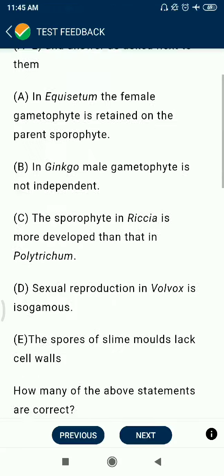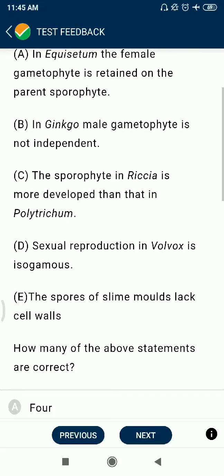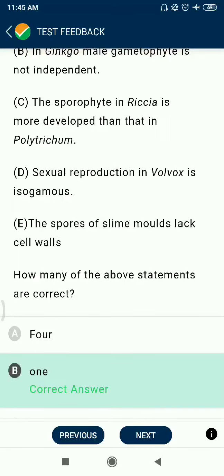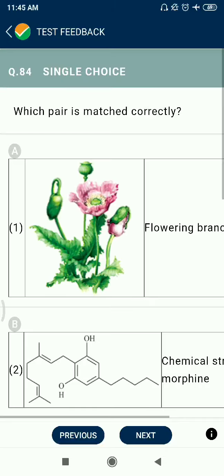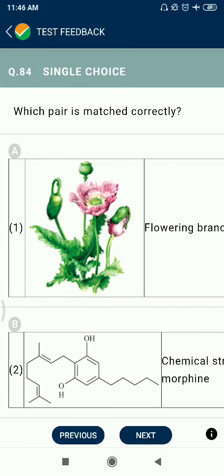Question number 83. In gymnosperms, the female gametophyte is retained on the parent sporophyte. Okay, in ginkgo, male gamete is not indefinite. Okay, no. So the sporophyte in Riccia is more developed than the gametophyte. No. फिर sexual reproduction in Volvox isogamous तो होना चाहिए but the presence of saline also, अच्छा. क्वेश्चन नंबर 84. ये फ्लावर है पापावर सोम्निफेरम का.